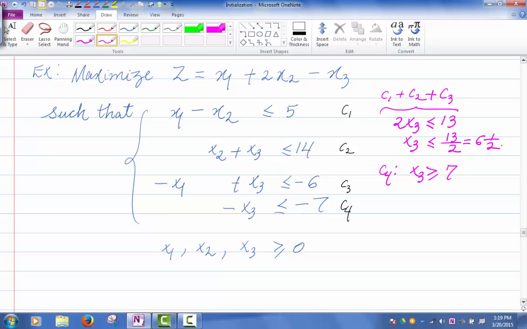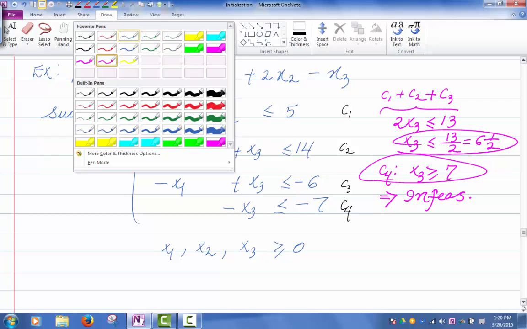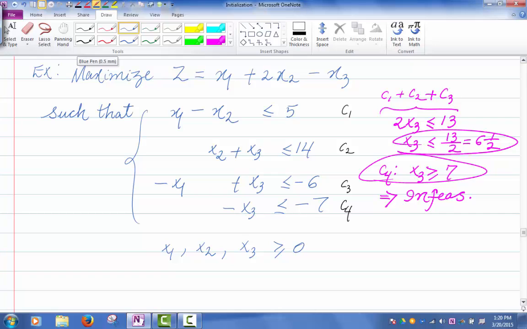So I get x3 less than 6.5, and I'm getting x3 bigger than 7 at the same time, right? So these two are contradicting, right? Am I making sense? So this together with this implies infeasibility of this problem. Is everybody okay with that? You guys agree with that?